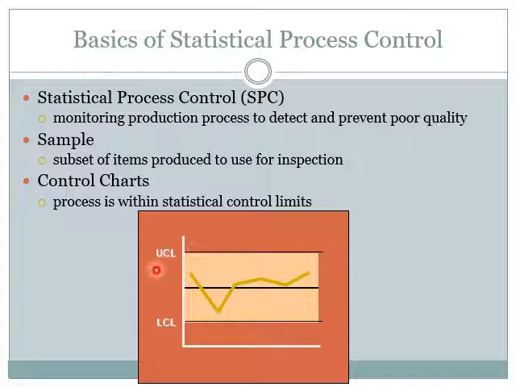Like for example, it has been shown that there is an average line drawn, there is a lower control limit, and there is an upper control limit. If all the samples drawn or the readings are within the limits, then the lot is accepted, otherwise it is rejected.